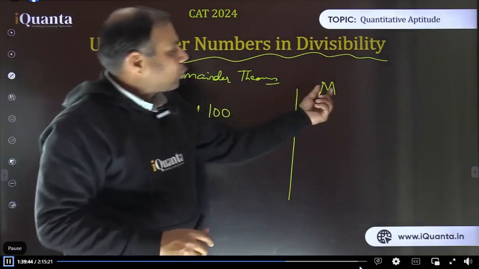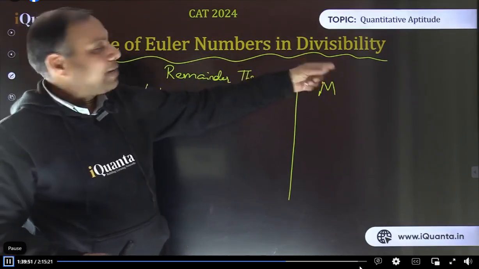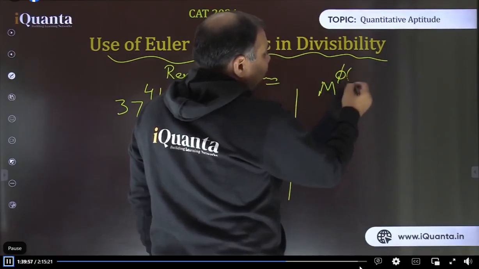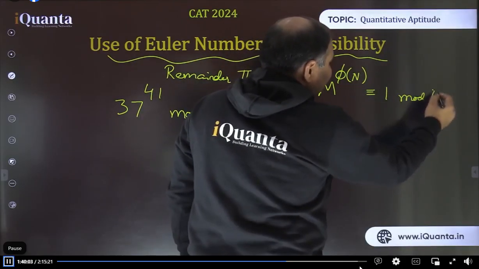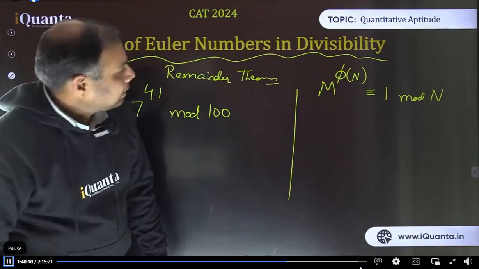We need to make a group of certain number of m's which give remainder 1 with the divisor. So it tells us what power of m will give remainder 1 when divided by any divisor. It says that m raised to power phi of n will give remainder 1 when divided by the divisor n. I repeat, that's our remainder theorem here. What does it tell us?